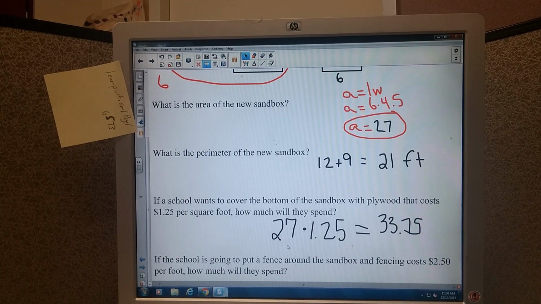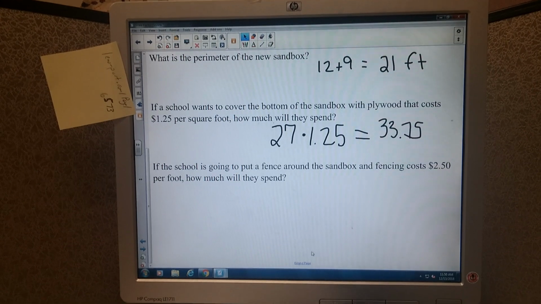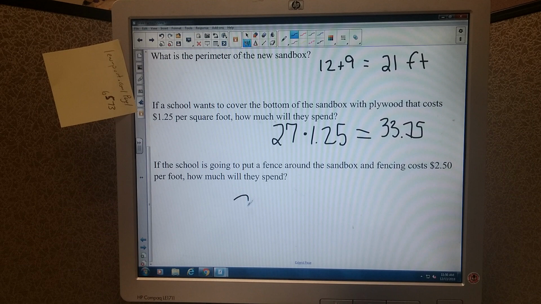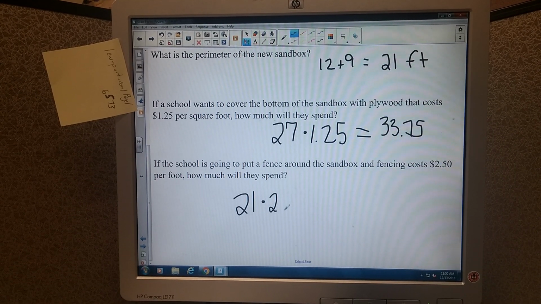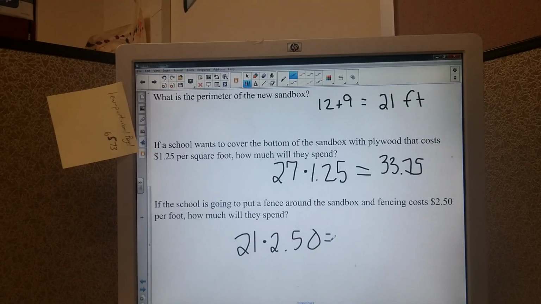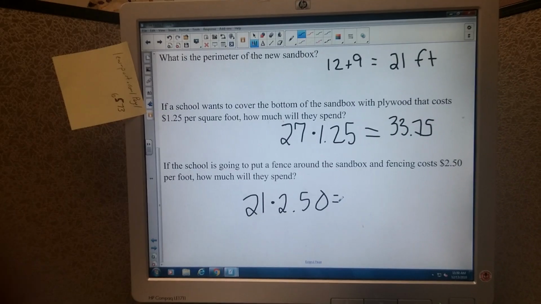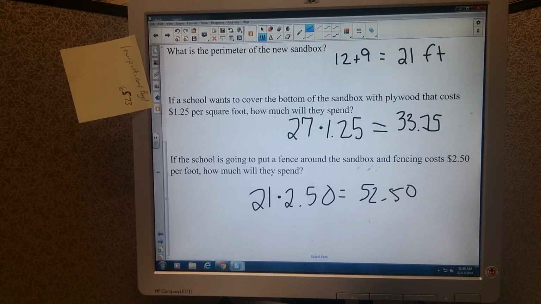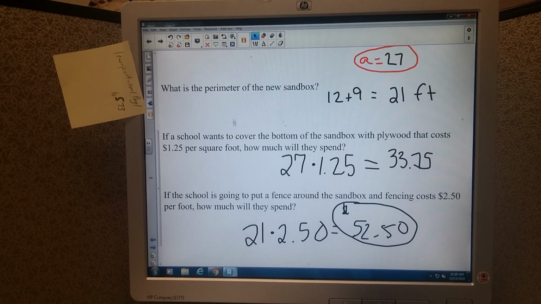Finally, if the school is going to put a fence around the sandbox, I know that's perimeter, and fencing costs $2.50. If the perimeter is 21 feet, and every one of those feet is costing me $2.50, I have to do 21, which is the number of feet, times $2.50, which gives me $52.50 to put that fencing up. If you need to go back and put anything in your notes, pause it now and do so.